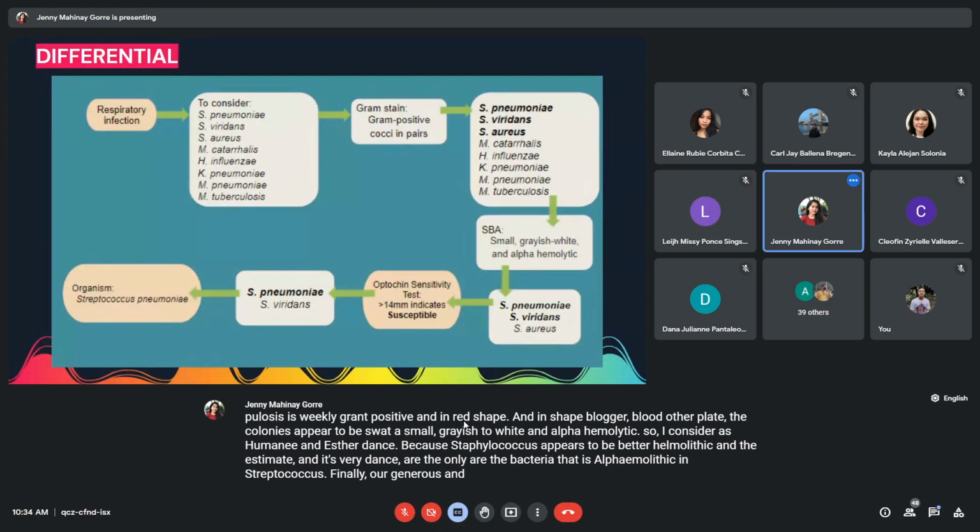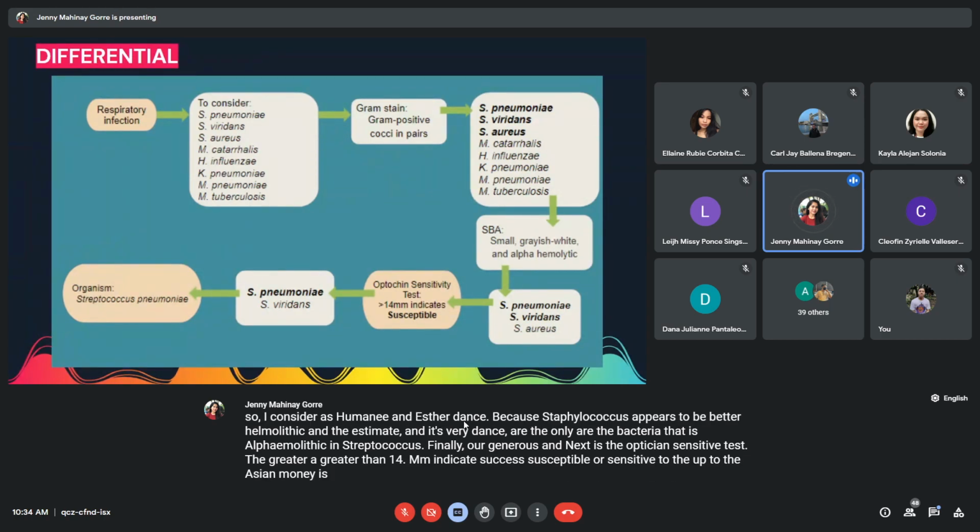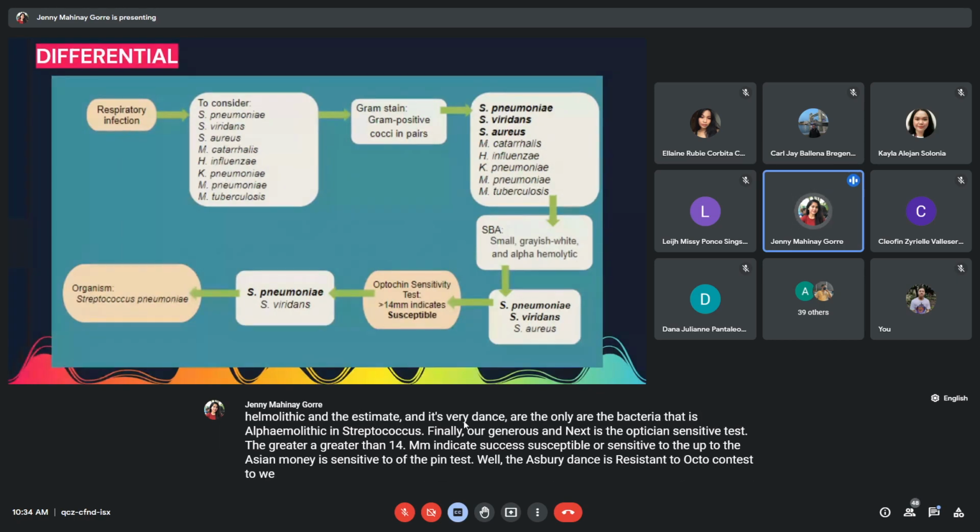And next is the optochin sensitivity test. Greater than 14 indicates susceptible or sensitive. So S. pneumoniae is sensitive to the optochin test, while S. viridans is resistant to the optochin test. So we conclude that the organism present in the respiratory infection is Streptococcus pneumoniae.